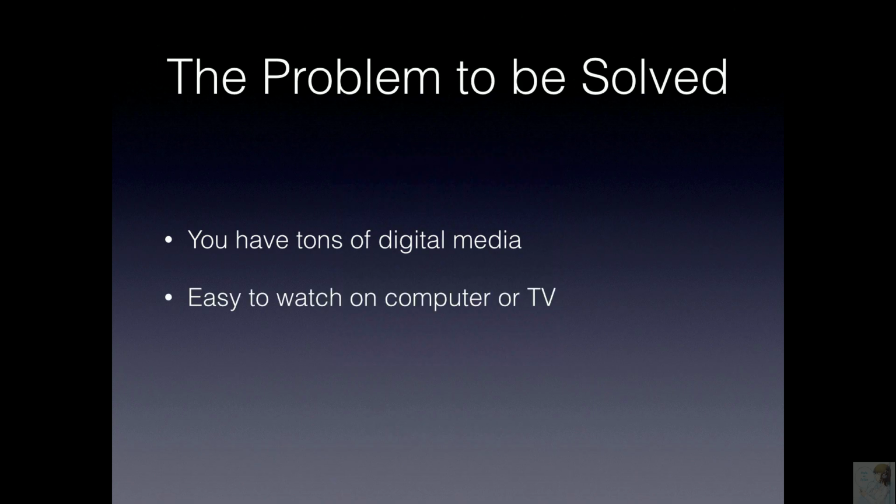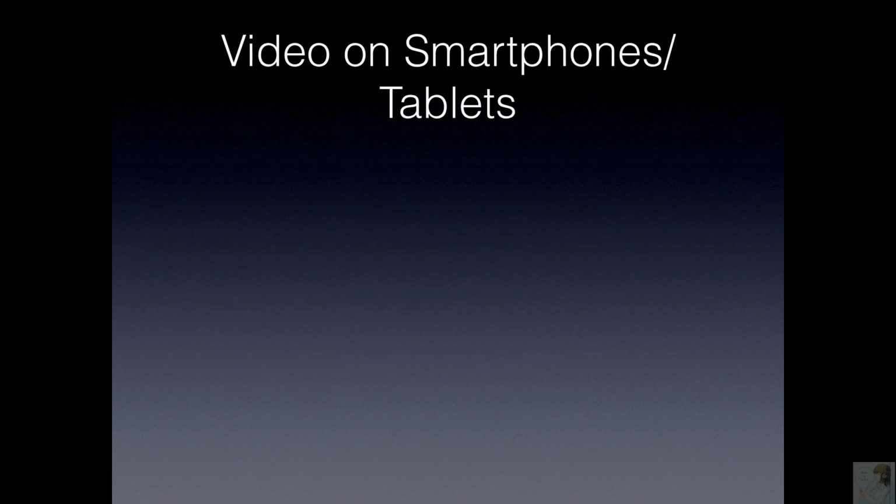Well, it's easy enough to watch on your computer or on your TV. You could just on your computer open up a video player and play it, or maybe you have a set-top box like a Roku or WDTV Live, which we've written about before, and you can watch them on your TV. But what about your mobile devices, smartphones and tablets? Video on mobile devices is a bit tricky.